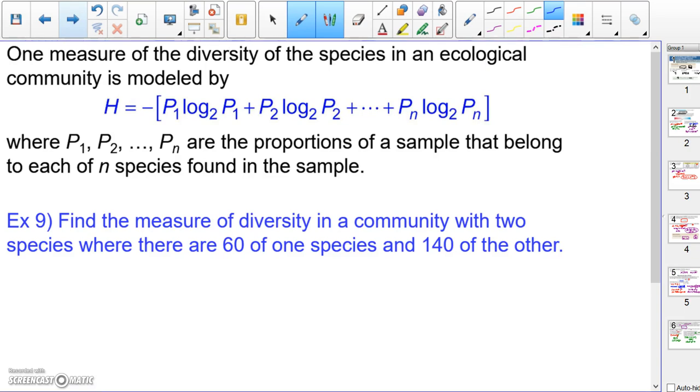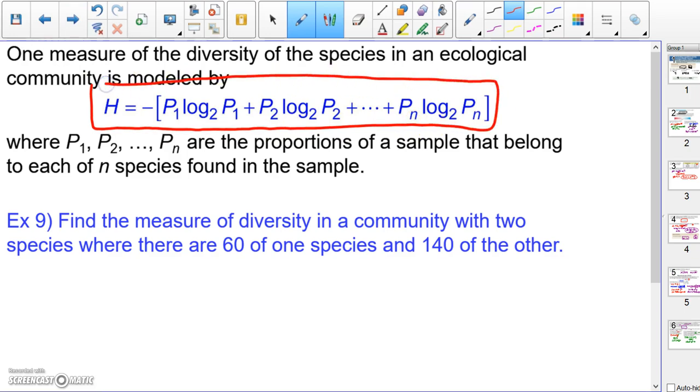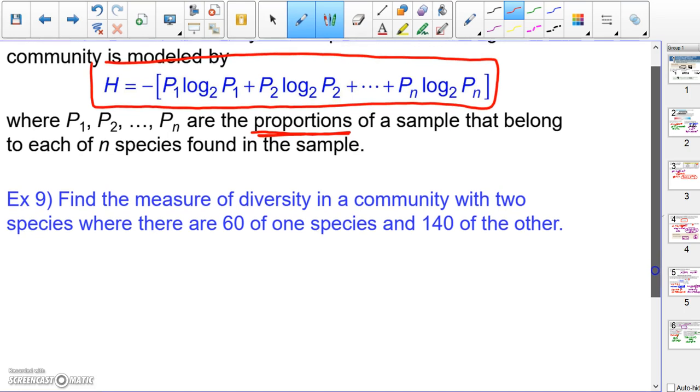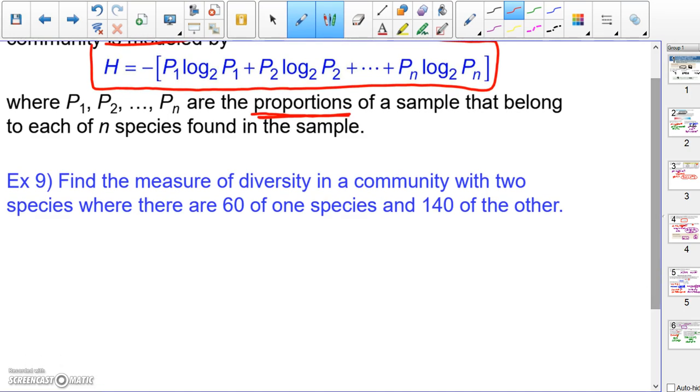Okay, one measure of the diversity of species in an ecological community is modeled by this formula, where the P are the proportions of a sample that belong to each of N species. So example 9, we're going to use that formula. Find the measure of diversity in a community with 2 species where there are 60 of one and 140 of the other. If you notice, you need to find the total number N. It looks like there are 200 total.